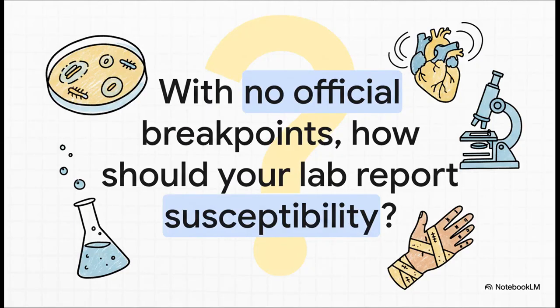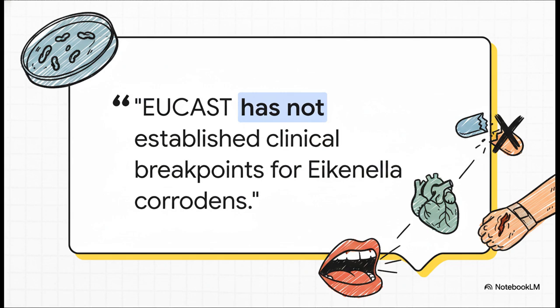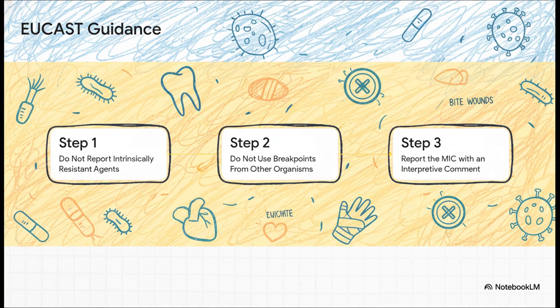Okay, this brings us to a really critical question for every clinical microbiology lab out there. We know which drugs generally work, but how should we actually test and report susceptibility when there are no official clinical breakpoints to guide us? And the problem is stated as plainly as possible by EUCAST. They just haven't established clinical breakpoints for Eikenella corrodens. So without validated MIC values to define an isolate as susceptible, intermediate, or resistant, reporting becomes a major challenge for the lab. But here's the solution.